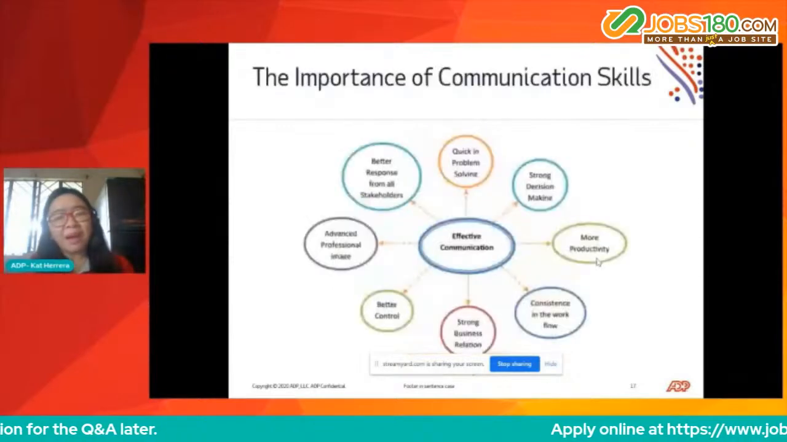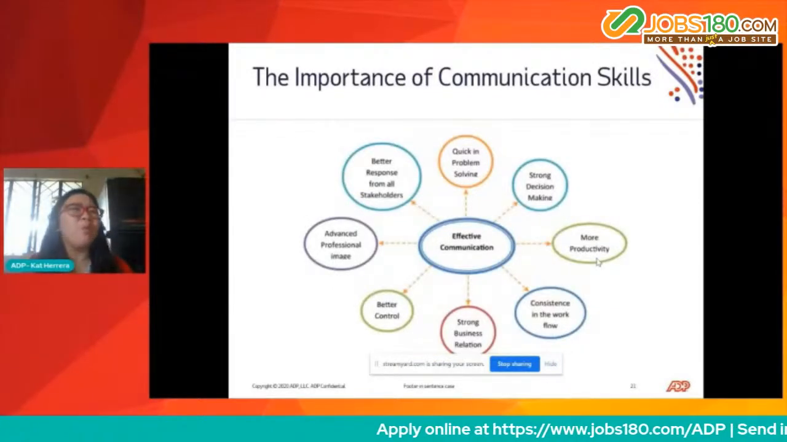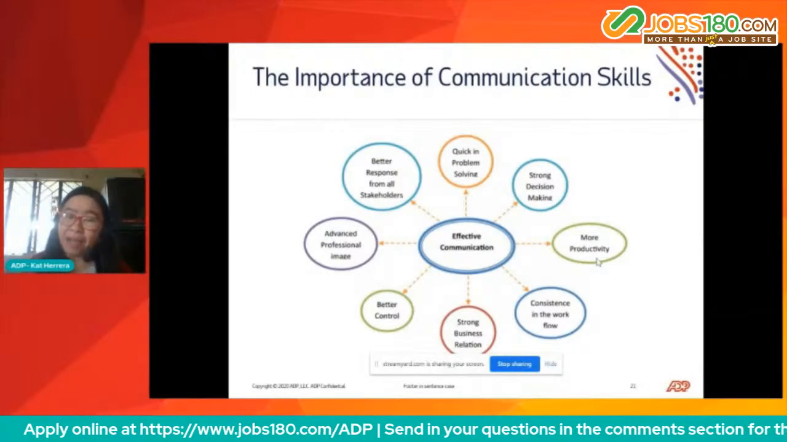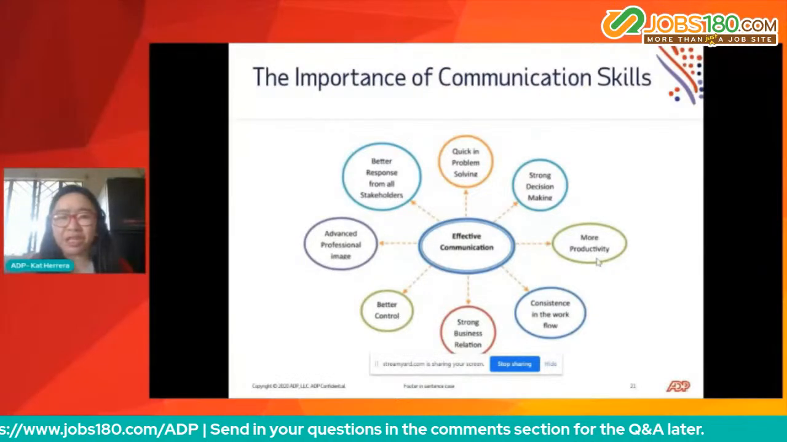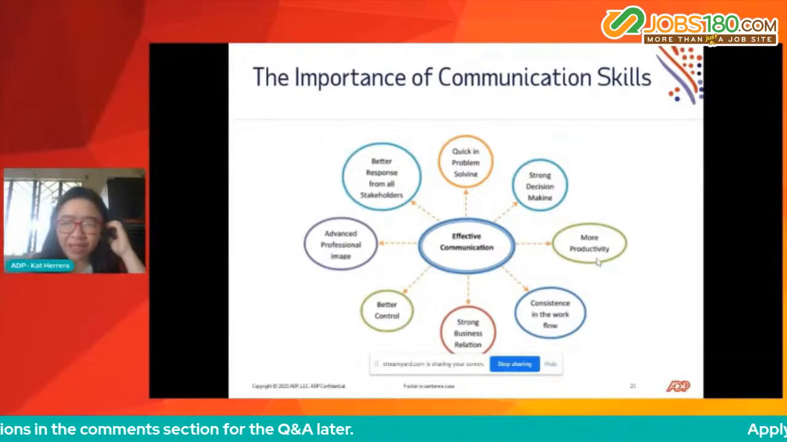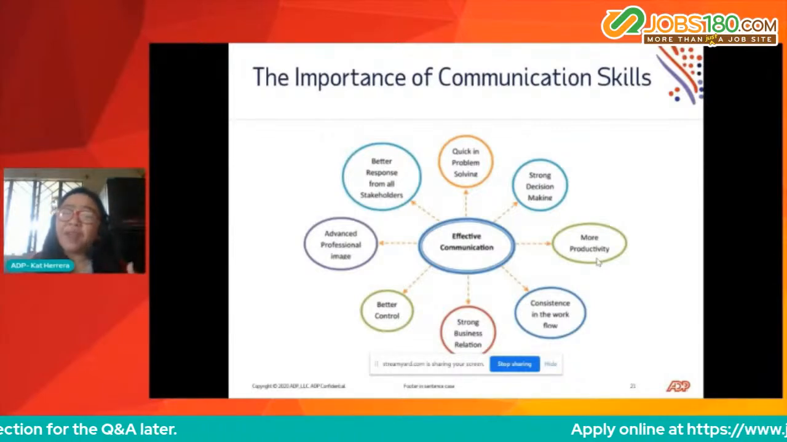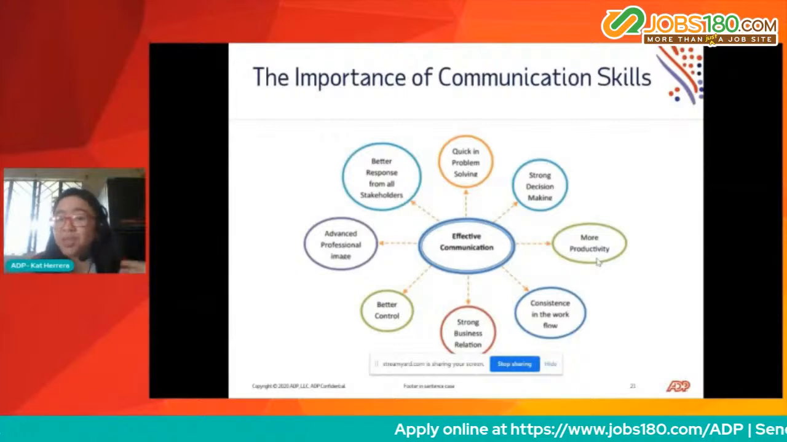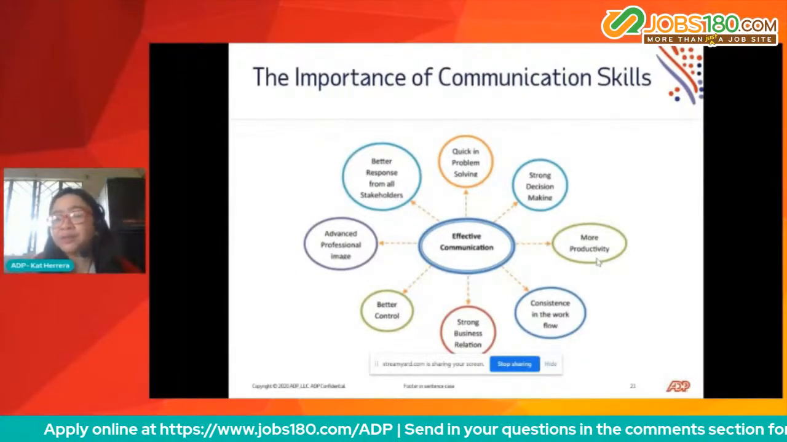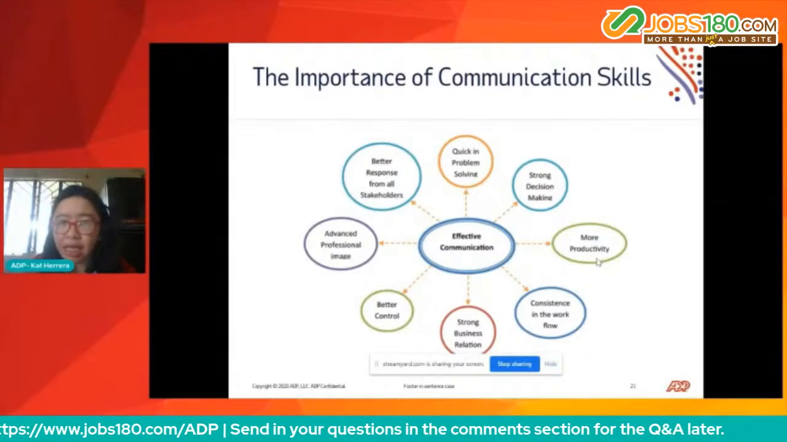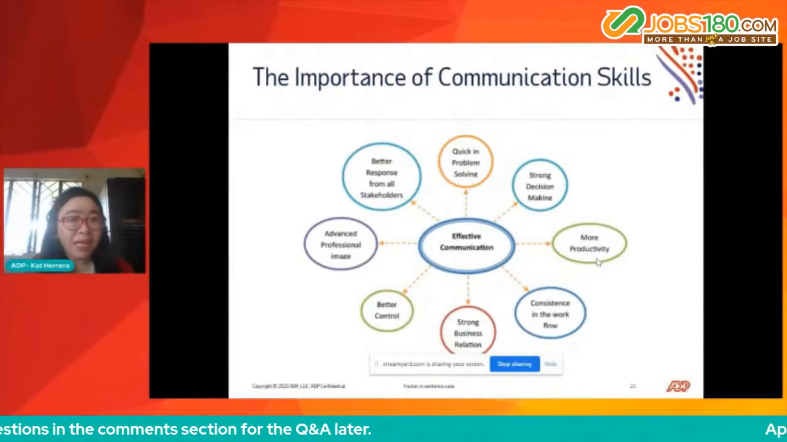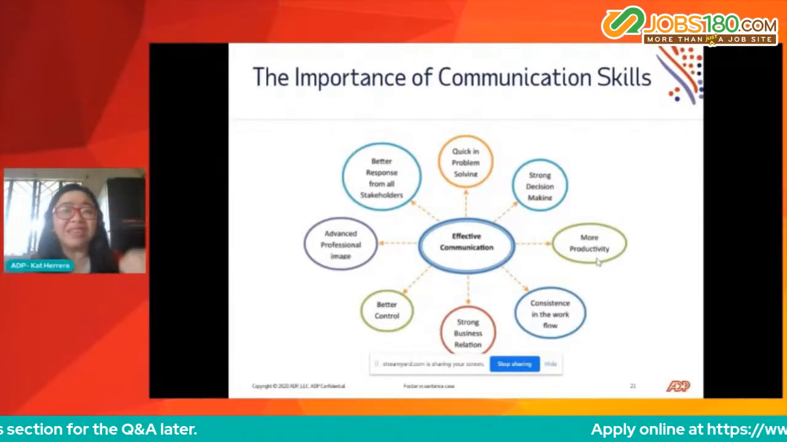Now that we're talking about the communication skills, you might be wondering, why should I even pay attention to this? Or why should I invest time making sure that I hone my communication skills? Well, these are some of the benefits and these are some of the factors. As you can see, if you have great communication skills, you would also be quick in problem solving because if you did not understand, if you only heard, there's a very big difference between hearing and listening because hearing would just be you processing the sounds. But if you understood the meaning, then you can definitely say that you listened very well.